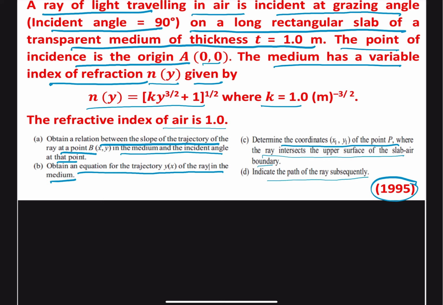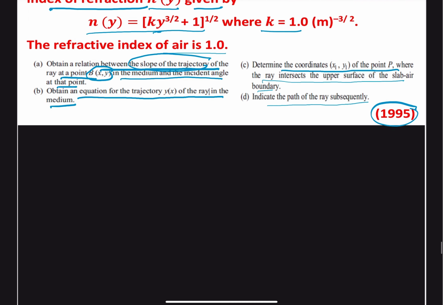So first of all, we are going to find out the slope of the trajectory at a random point B. We have to keep in mind that here the refractive index is a function of y, because k is constant, so it depends upon y, raised to some fractional power. So here we can draw an approximate figure for part A.